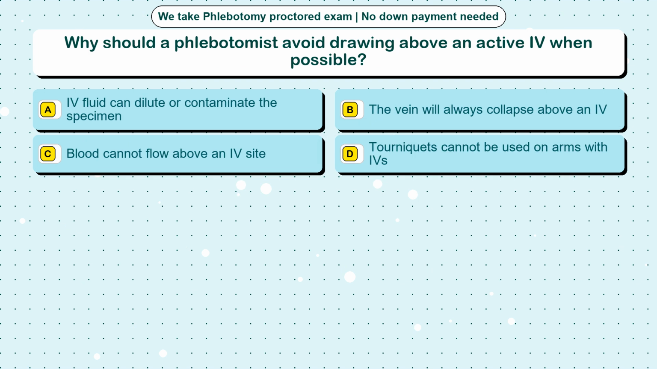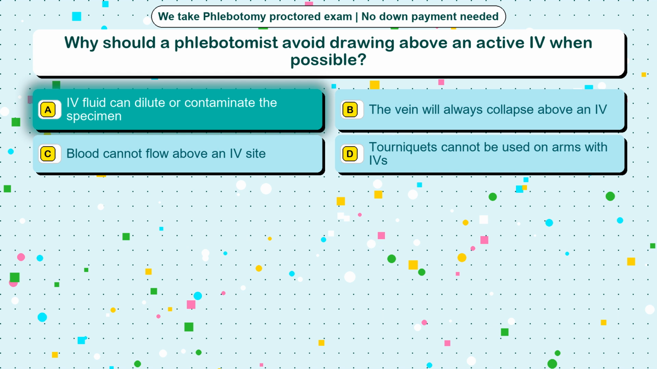Question 68. Why should a phlebotomist avoid drawing above an active IV when possible? Option A, IV fluid can dilute or contaminate the specimen. Option B, the vein will always collapse above an IV. Option C, blood cannot flow above an IV site. Option D, tourniquets cannot be used on arms with IVs.